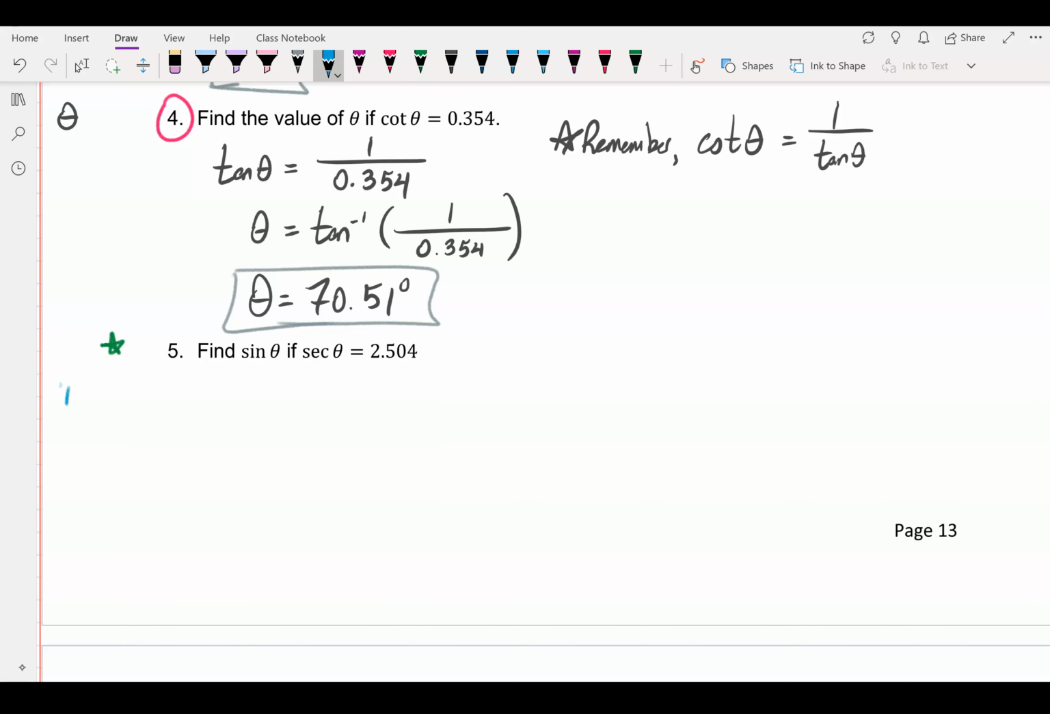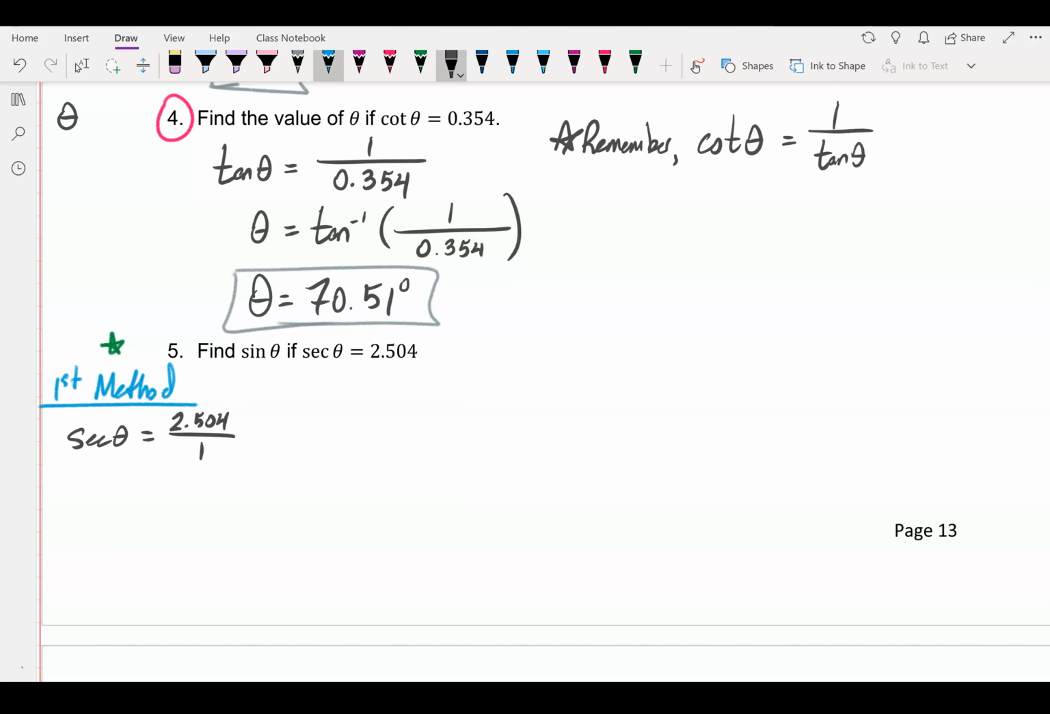The first method would be to treat it the way that we were looking at this before. So we need sine theta. Sine is not related to secant. Cosine is related to secant, but let's see what we can do. Secant is 2.504. And we can say it's over 1.